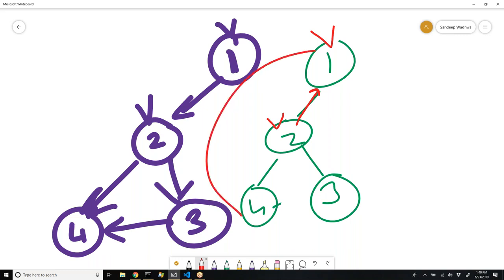From 4, if there is an edge, then it's a cycle. But from 2 back edge to 1, not a cycle. Yes. So the parent, if there is an edge back to the parent, then we say there is no cycle. And we have to somehow track which vertex we are coming from.